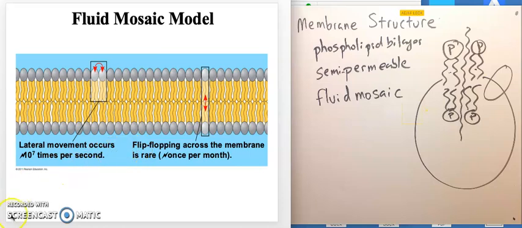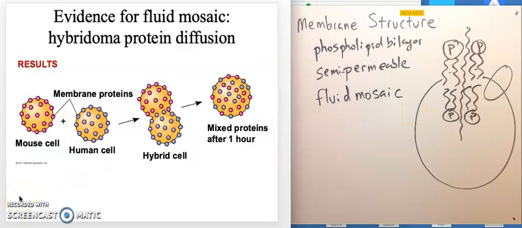distinct from one another. One piece of evidence we have for the fluid mosaic model for cell membranes comes from hybridoma studies. Scientists are able to take mouse cells and mark proteins on them with one color fluorescent marker, and take human cells and mark proteins on them with a different color fluorescent marker. And then you can actually cause these cells to fuse together by electrocuting them, and it'll form one big cell, one hybridoma.